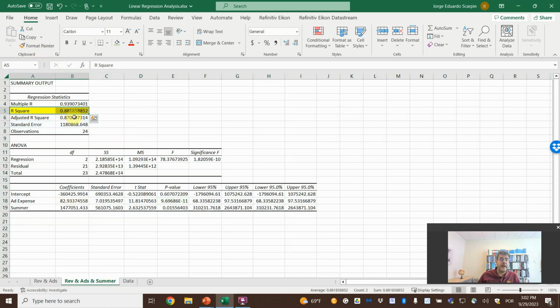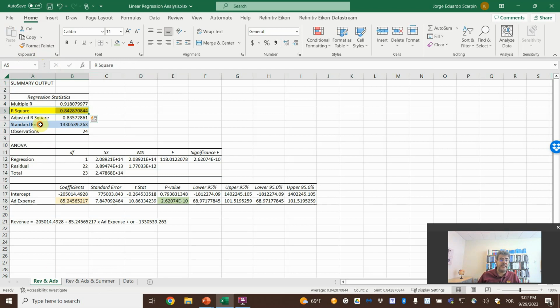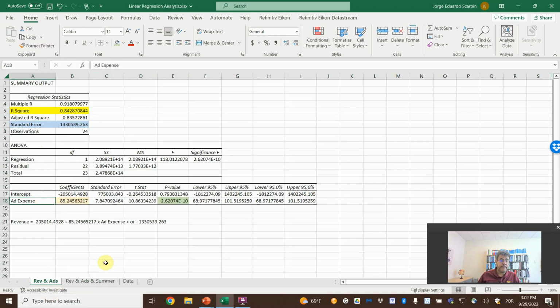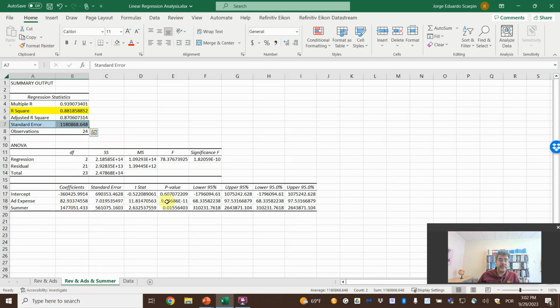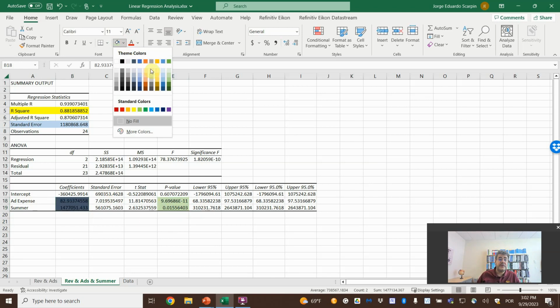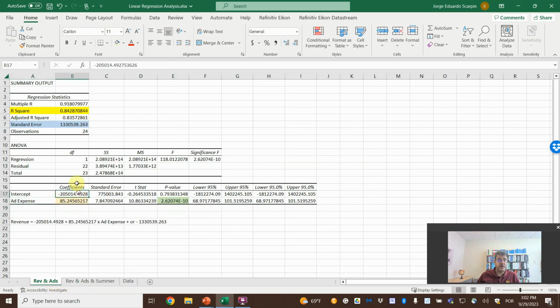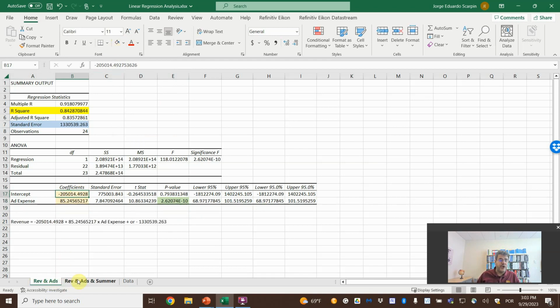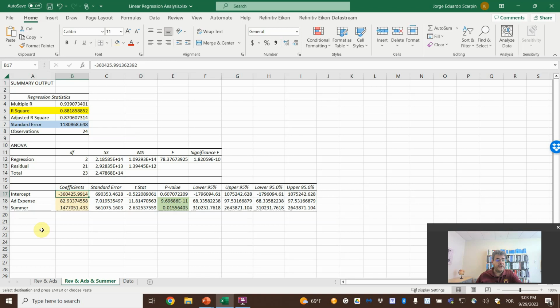So R square, better. Standard error, also better, from 133 to 118. So for the ad expense, first the p-value. Good for both. Some are not that good, like ad expense, but 0.01 is lower than 0.05. And then the coefficients here, or this one is also a coefficient. So now our formula, let me copy and paste here and only change the numbers.